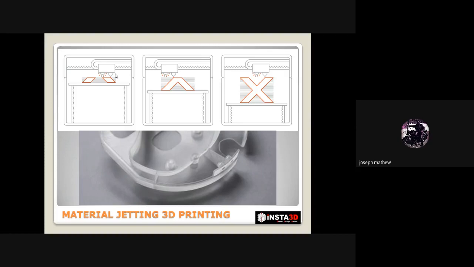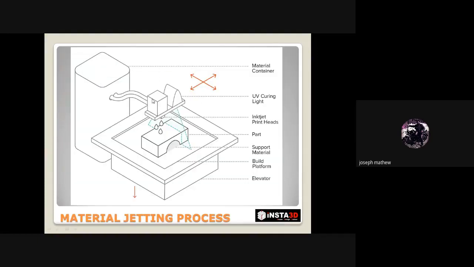And this nozzle lays the build material and the support material or a mixture of it so that it lays layer by layer, and a UV light is provided just adjacent to the nozzle, so that once the layer is deposited, once the resin or material is jetted onto the bed, the UV light cures the material. So this is the material jetting process, which is also called PolyJet technology.